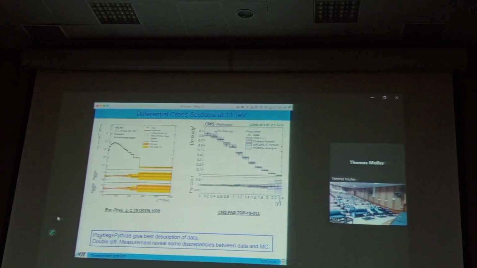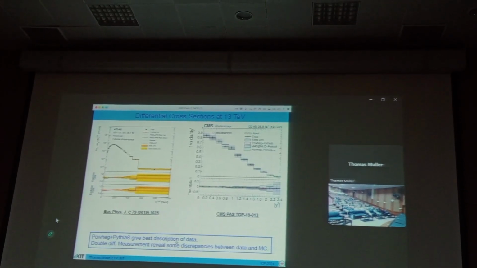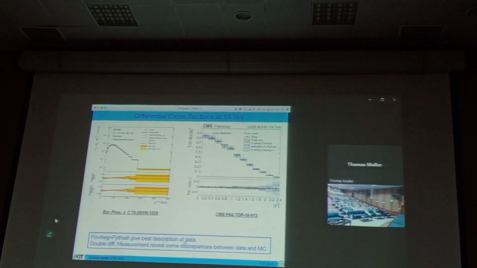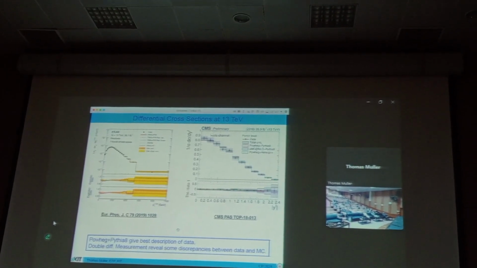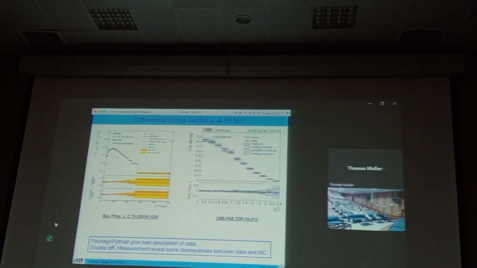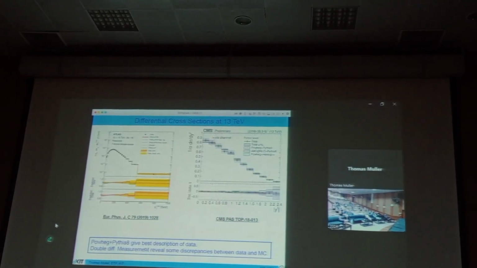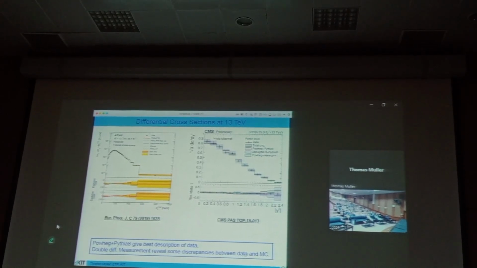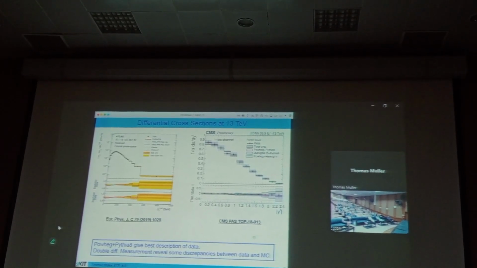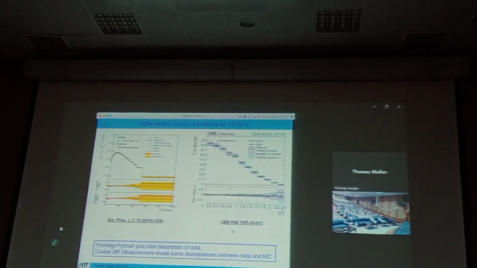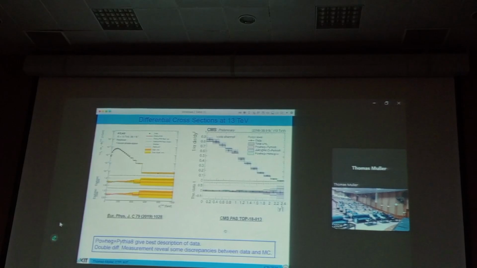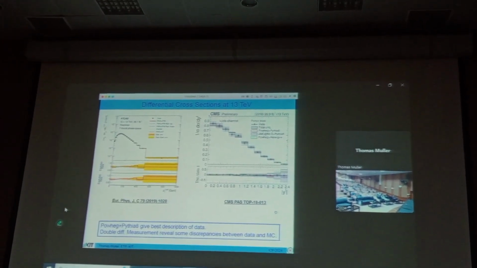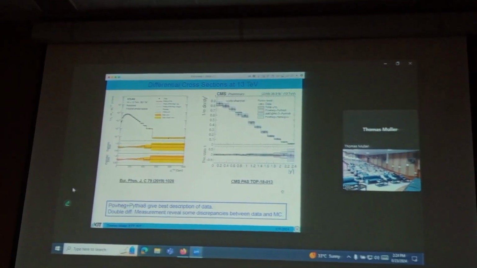The conclusion here, POWHEG plus Pythia gives the best description of data. But this is always with a grain of salt. I mean, there are other event generators which are very successful in other events. Yeah. What I wrote here, double differential measurements reveal some discrepancies between data and Monte Carlo. This is not something where we need to really put our focus on. That's why I didn't add it here. It is not a sign of new physics at the moment, it's just a question of the description.